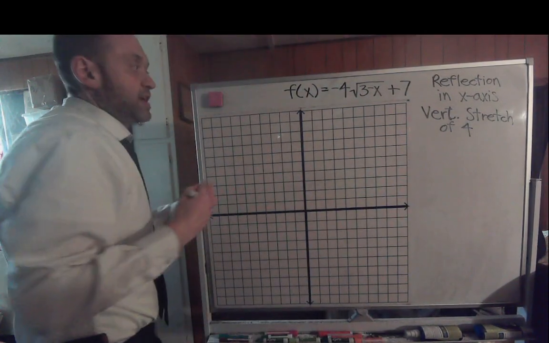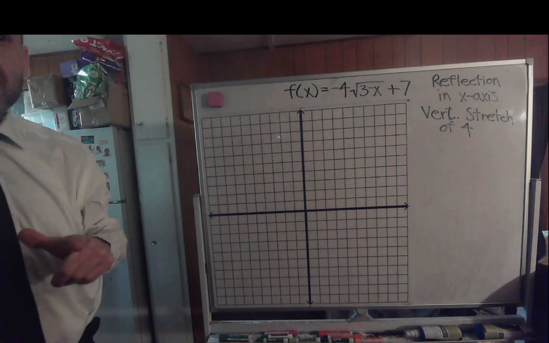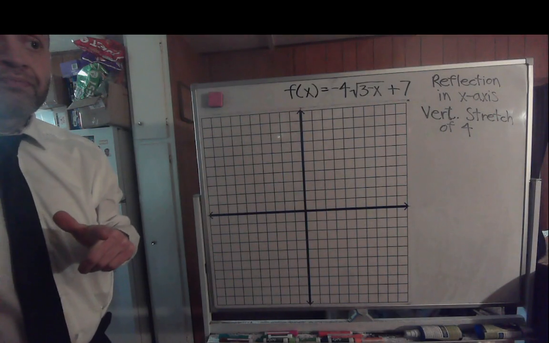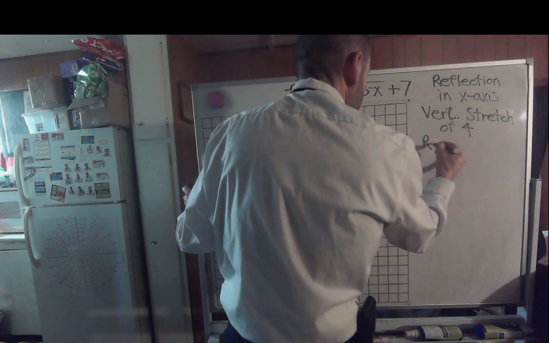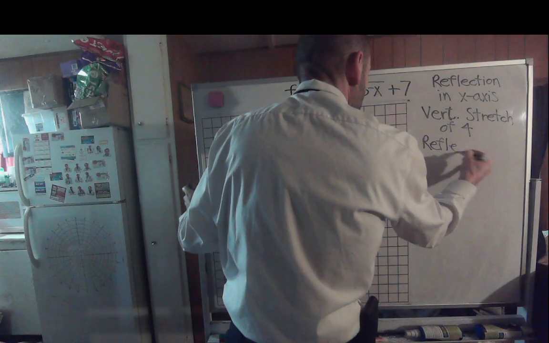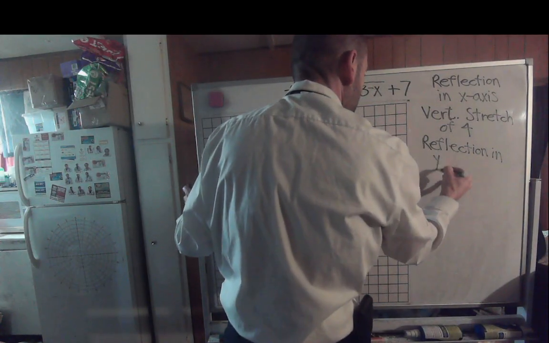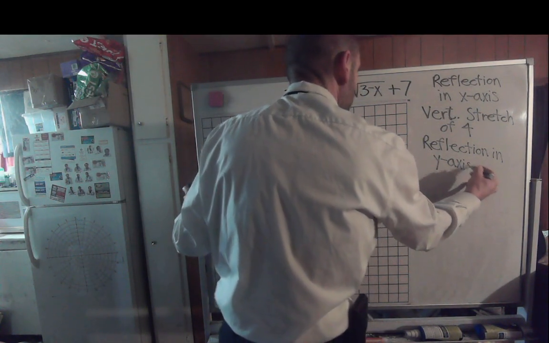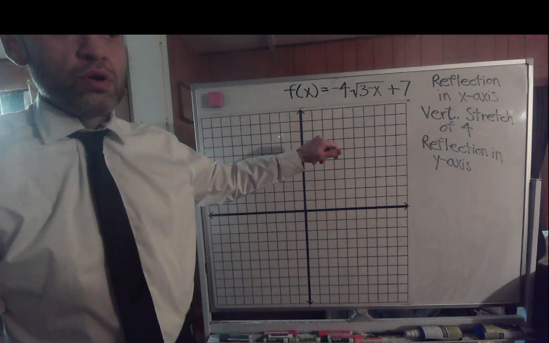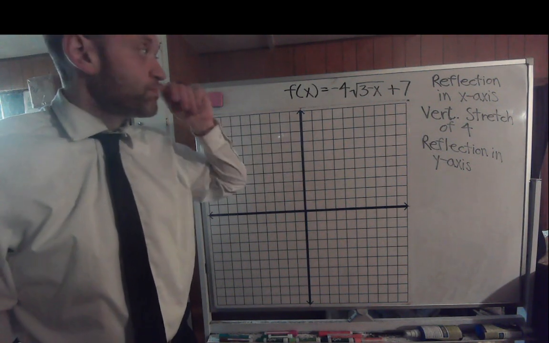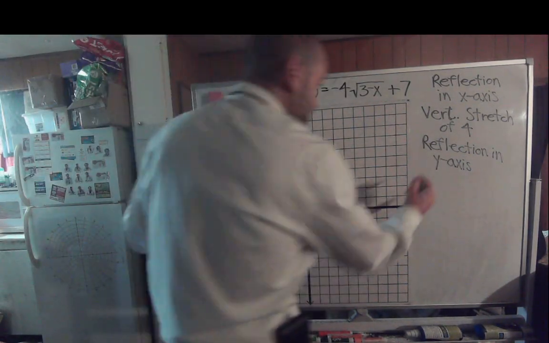Now look underneath your radical, 3 minus x. Notice you have a minus x. What does that mean? That means that you actually have a reflection in the y-axis as well. So we have a reflection in both axes. Now take that 3 minus x, set that equal to 0. What are you going to get? You'll get x equals 3, which means you're shifting everything to the right 3 units.